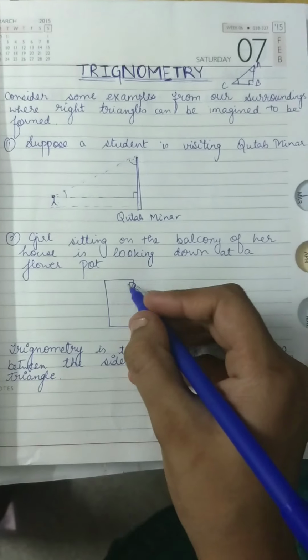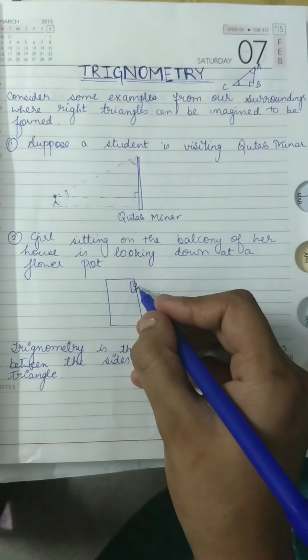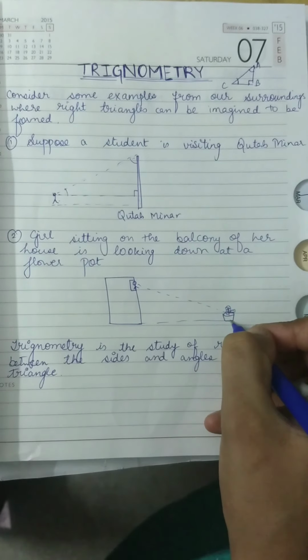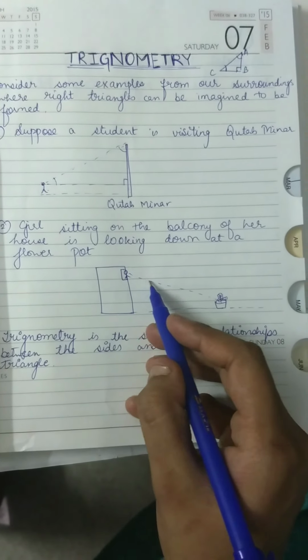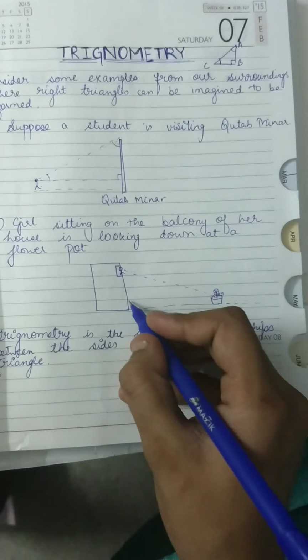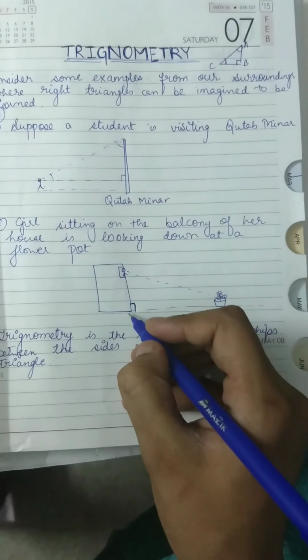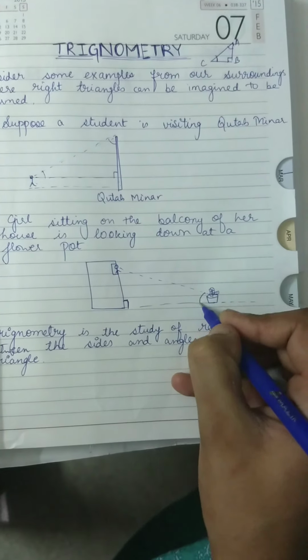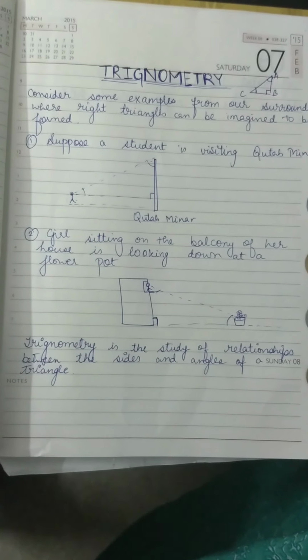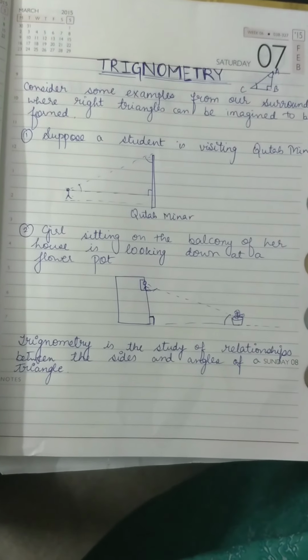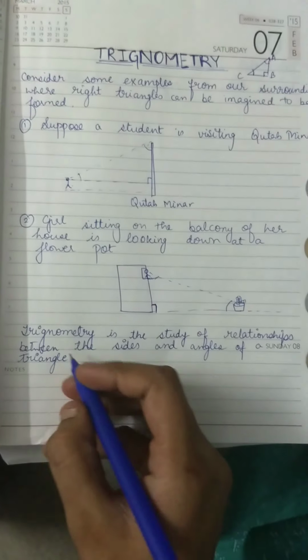Again, a girl is sitting in the balcony and she is looking down at a flower pot standing on the road. So if she is watching the flower pot, the angle made by the house and the road is 90 degrees and these two are acute angles. So trigonometry is the study of relationships between the sides and the angles of a triangle.